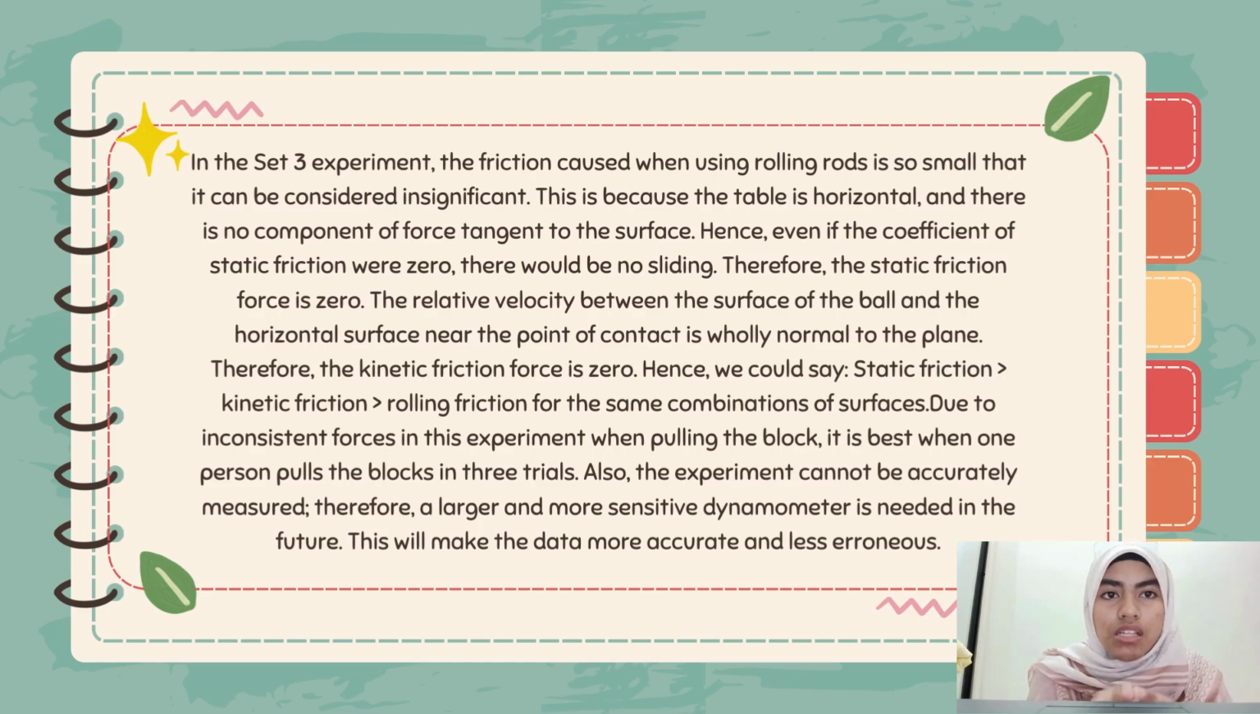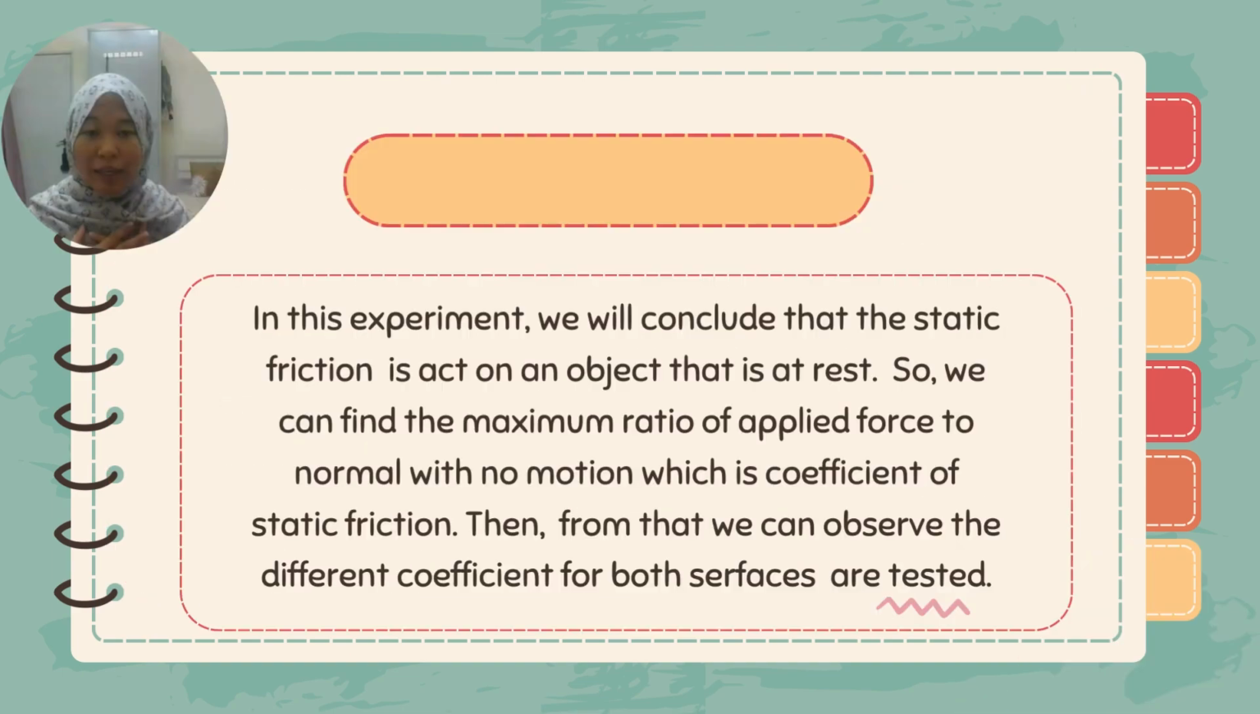Due to inconsistent forces in this experiment when pulling the block, it is best when one person pulls the block in 3 trials. Also, the experiment cannot be accurately measured. Therefore, a larger and more sensitive dynamometer is needed in the future. This will make the data more accurate and less erroneous.